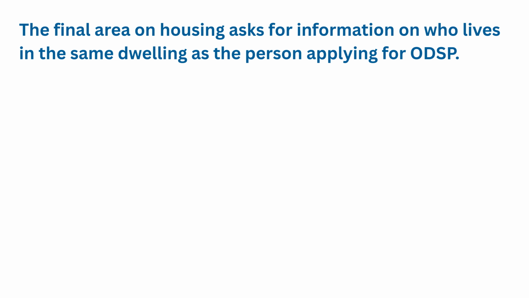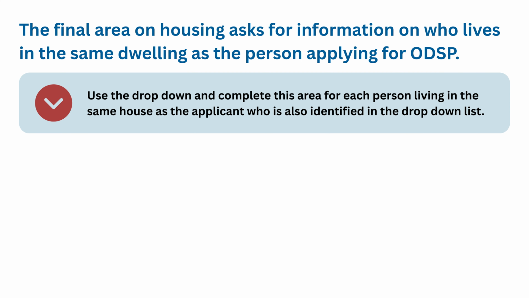The final area on housing asks for information on who lives in the same dwelling as the applicant. There is a drop-down list, so you're going to look at that and complete this section for each person who's referenced in that drop-down list. And note, it does allow you to do this section more than one time, so you do need to indicate it separately for each person. Once you use the drop-down list, they ask 3 questions for each person you indicate.